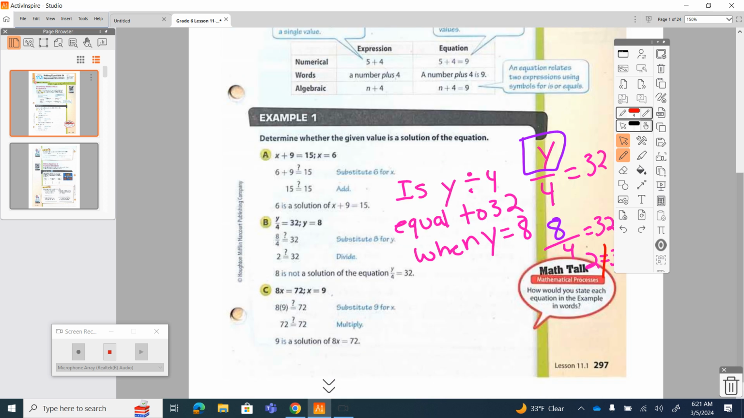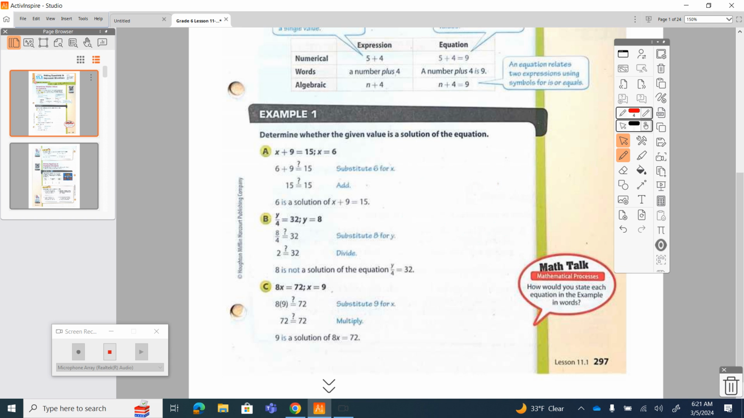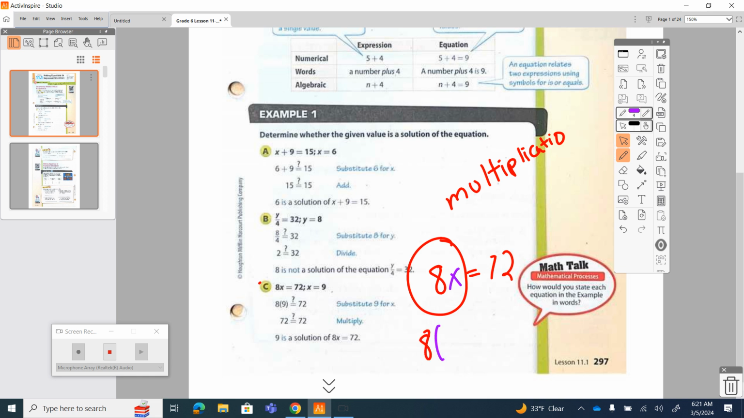Last one I'm going to do here: 8x equals 72 when x equals 9. 8x means multiplication, so we're going to take out the x and put in the 9. 72 is equal to 72. That is a solution. So that's how we do these problems.